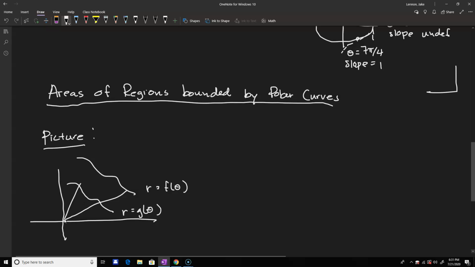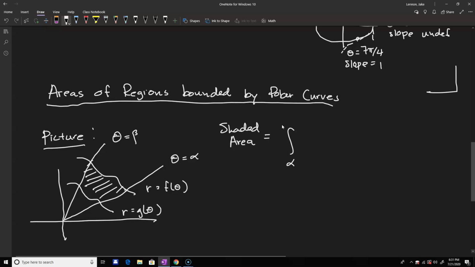So let's say we want to rotate between here and here. So this one right here is this angle. Let me draw it out a little farther. This we'll say is theta equals some angle, maybe alpha, and this one up here is theta equals some angle beta. If we're trying to figure out the area of the shaded region, we're going to be integrating between those two angles, from alpha to beta.